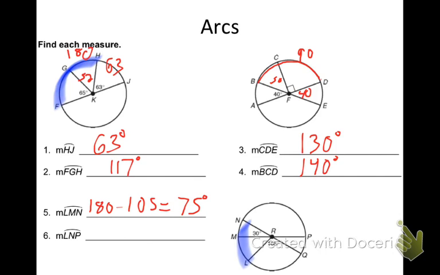And then I want to find LNP. Well, okay, here's LNP all the way around. What does PQ have to be? Anybody? PQ, how do you know it's 30? Yeah, we have vertical angles there. Nice job. That's 30. So what's a way to find LNP? What would you say? Anybody?